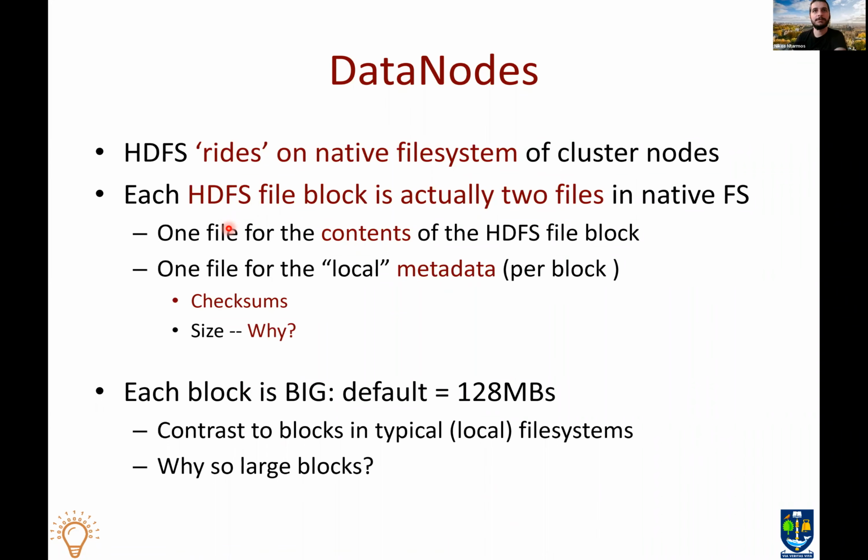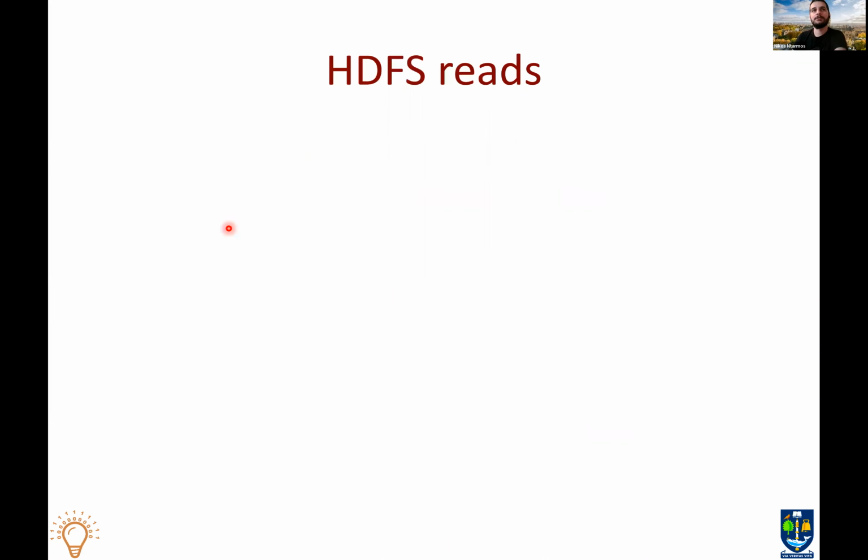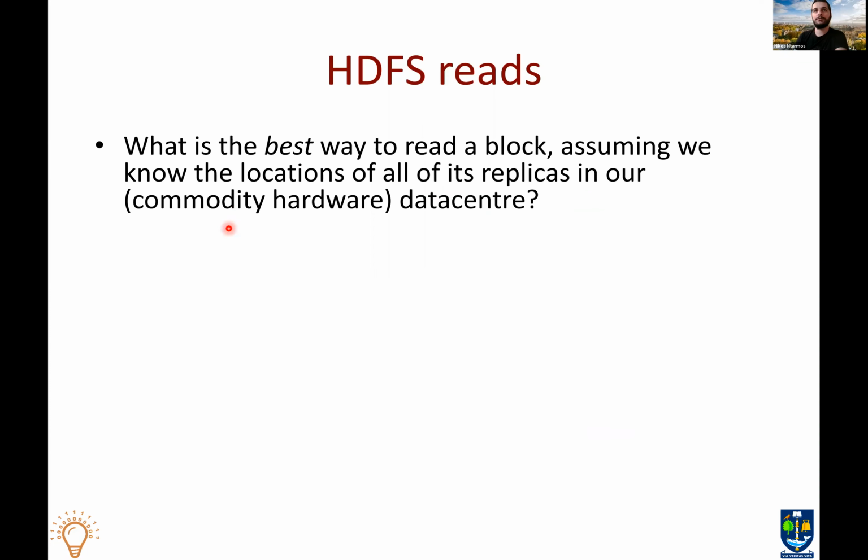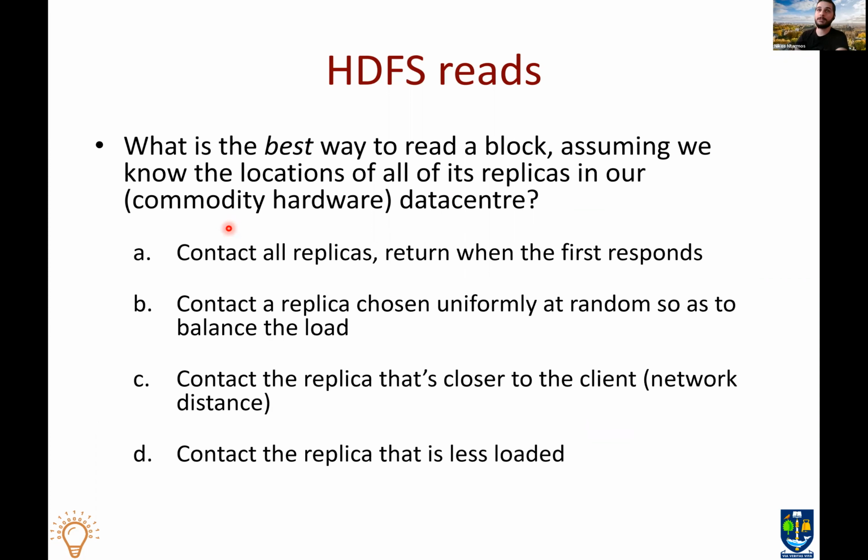Okay, let's move on. So assuming now you know the location of all of the replicas of a block, what is the best way to read the block? Is it to contact all replicas and return when the first one responds? Is it to contact a replica chosen uniformly at random, and so you balance the load? Or do you want to contact a replica that's closer to the client? Or do you want to contact a replica that's less loaded? Right.